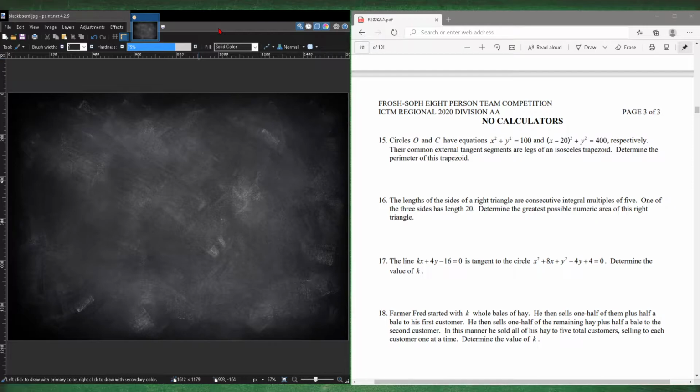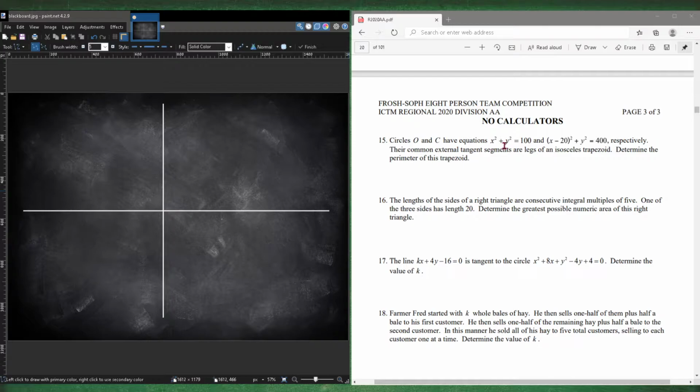Let's begin with 15. Circle O and C has equation x squared plus y squared equals 100 and (x minus 20) squared plus y squared equals 400 respectively. Their common external tangents are legs of an isosceles trapezoid. Determine the perimeter of this trapezoid. Okay, so we have to graph these circles and then make a trapezoid.